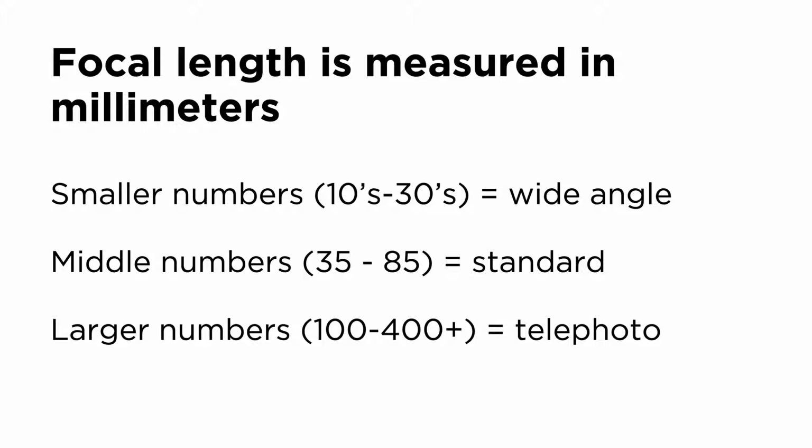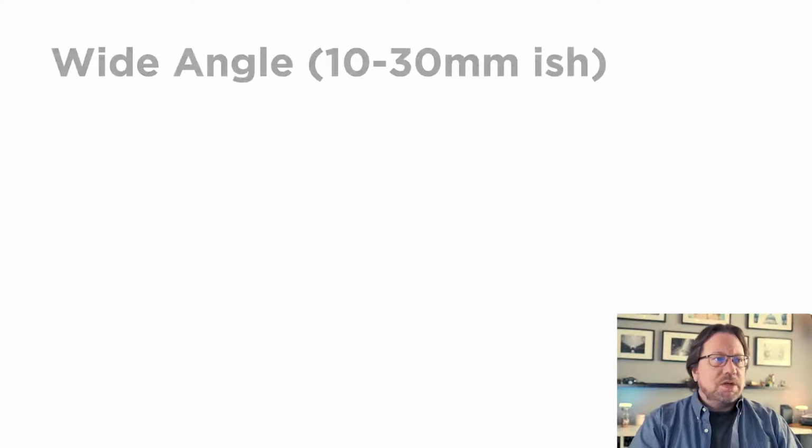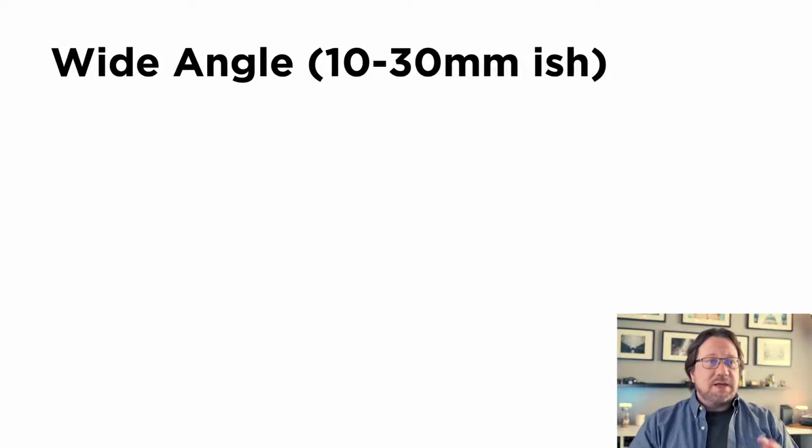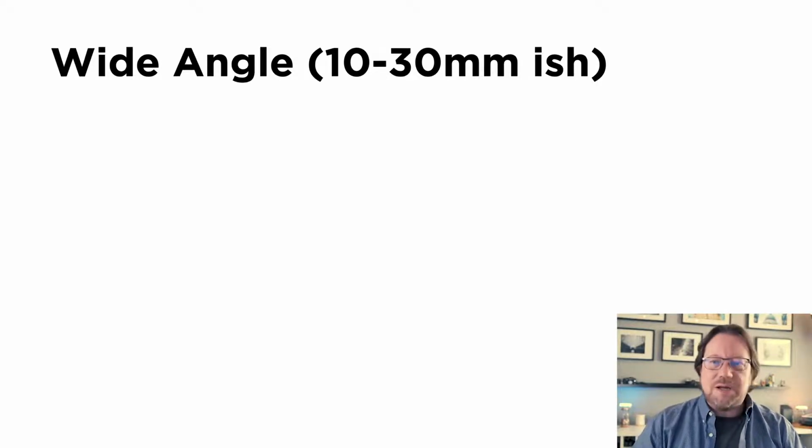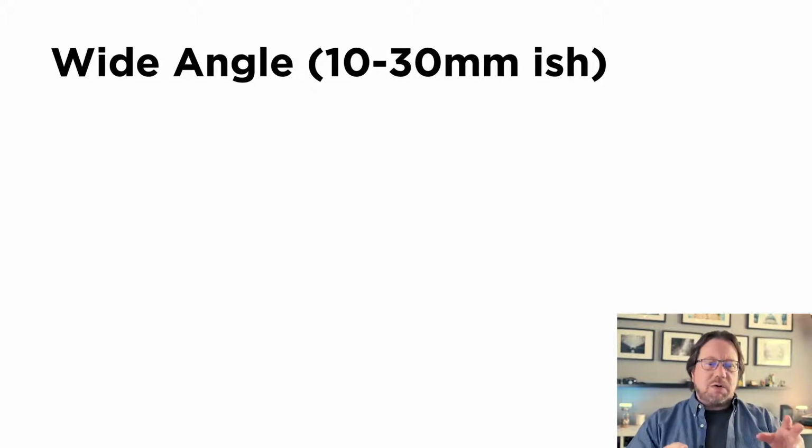So let's start with wide angle lenses. Wide angle lenses, as I mentioned earlier, are about 10 millimeters to 30 millimeters-ish. There are some 8-ish, 9-ish in full crop sensor land, but 10 is about the smallest you're going to see. If you get any smaller than that, they tend to be what's called a fisheye lens, which means they have a circular field of view, but they're really, really wide.